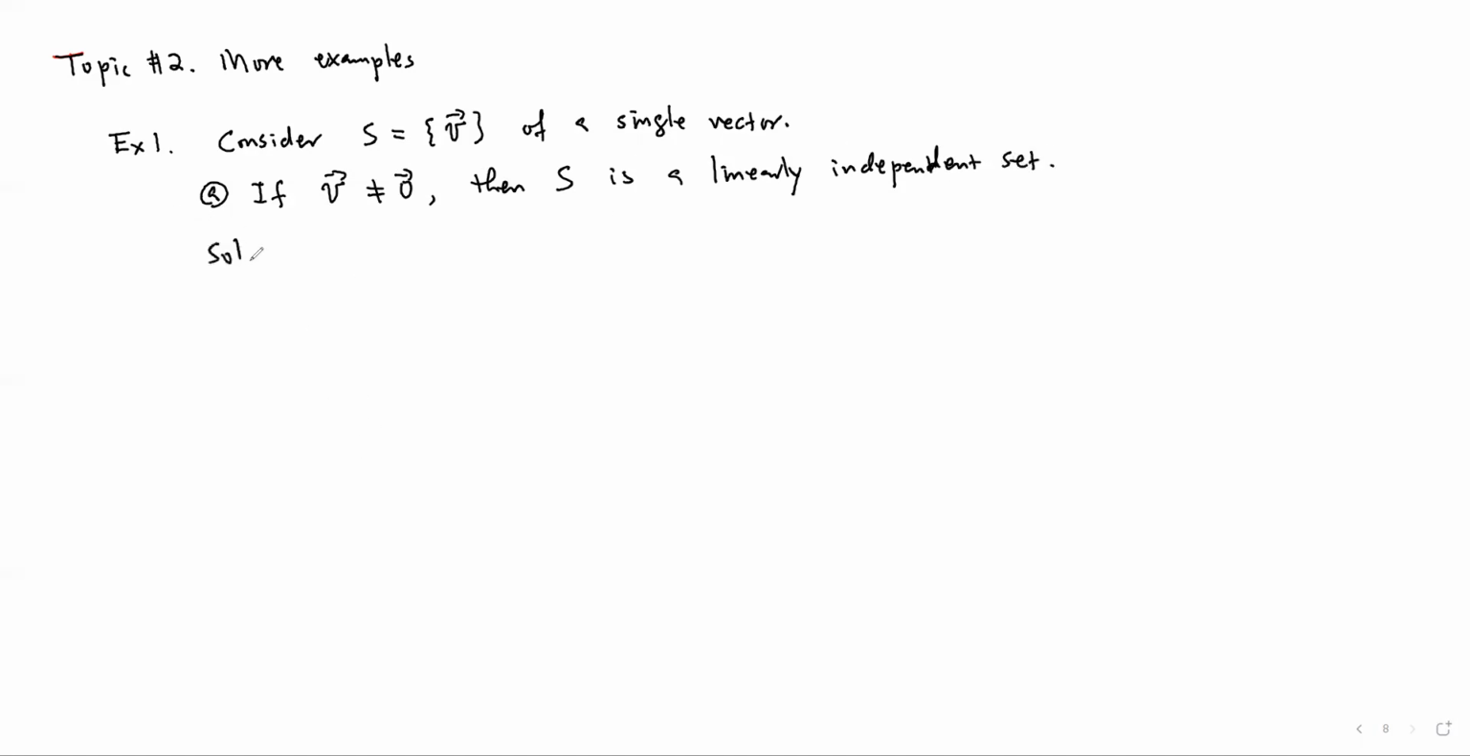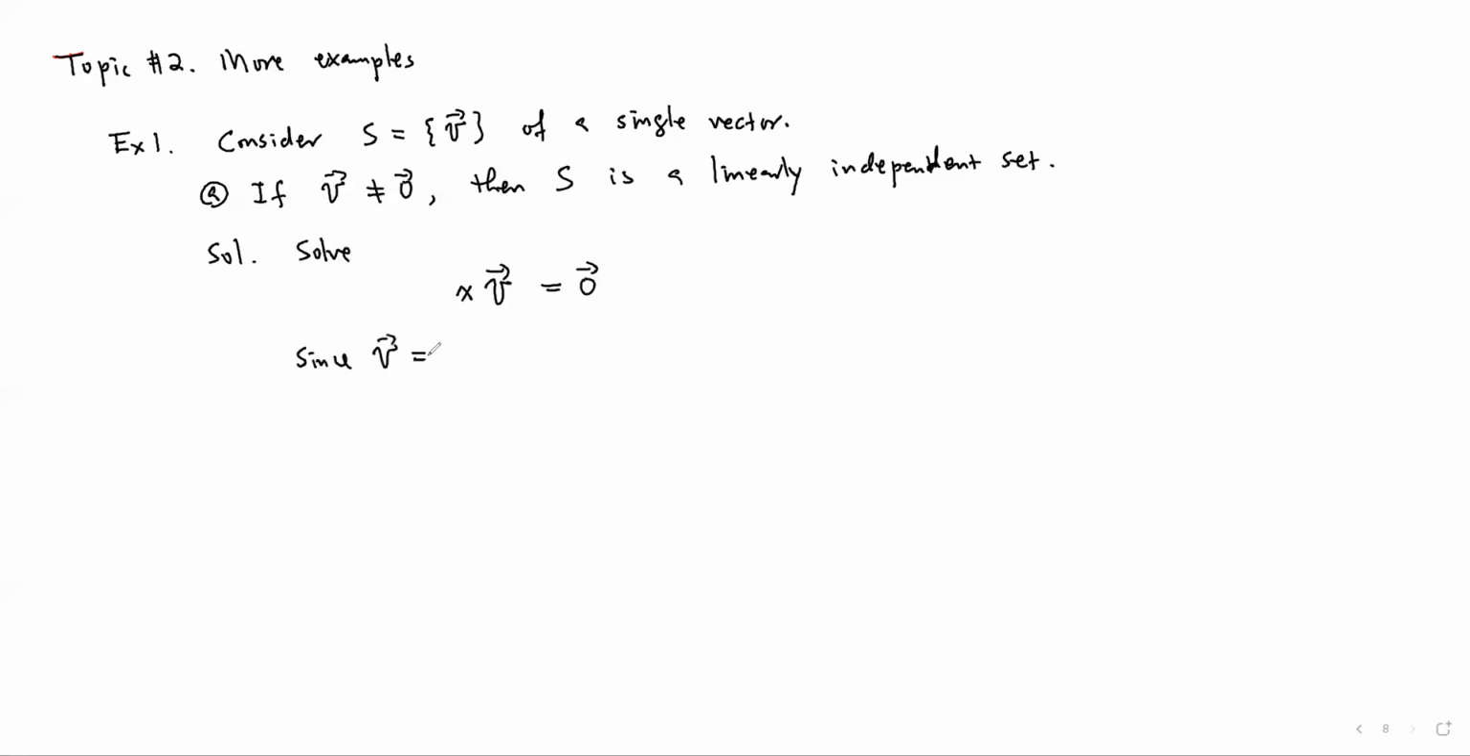Let me answer this question first. Solution. How to answer this question? Go back to the definition. The set is a linearly independent set. How to know that? Solve the vector equation. Now only a single vector, so solve this vector equation. If the vector equation has a non-zero solution, then the set is a dependent set. Otherwise, independent.